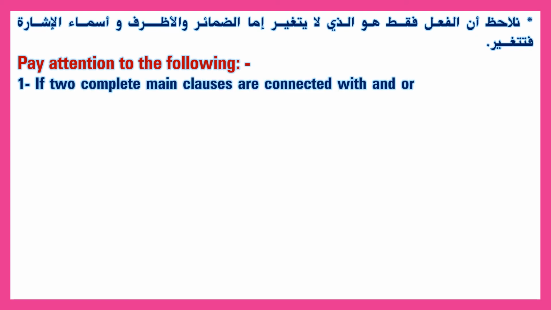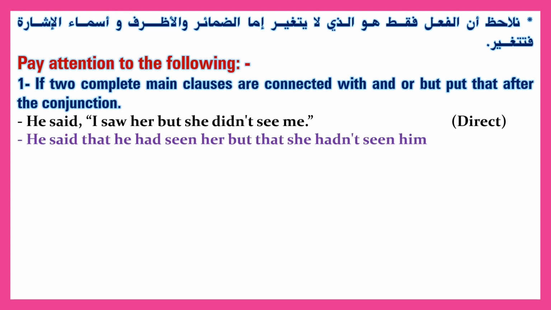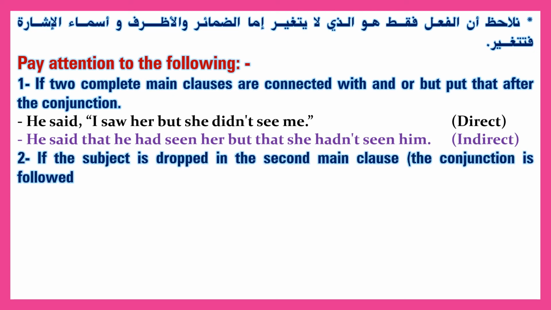Pay attention to the following. 1. If two complete main clauses are connected with and or but, put that after the conjunction. He said, "I saw her but she didn't see me." He said that he had seen her but that she hadn't seen him.